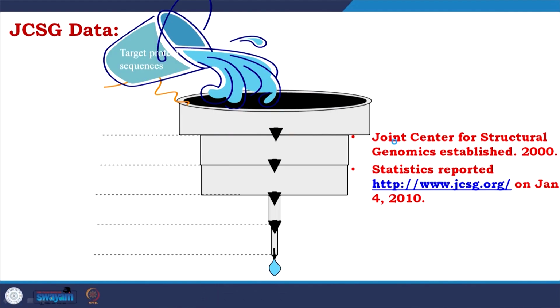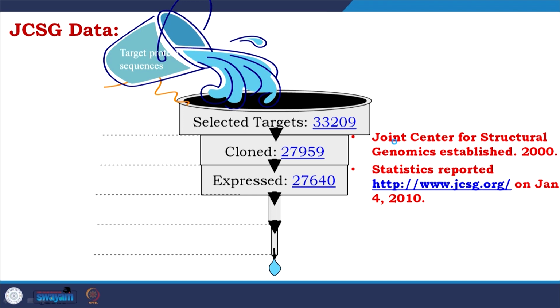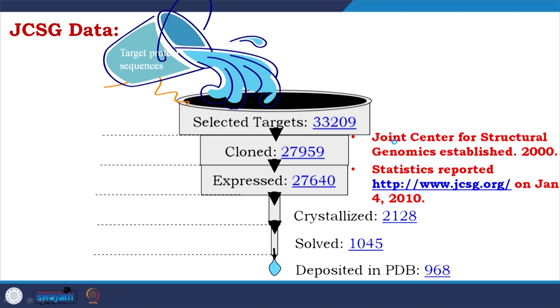Here I am representing a very interesting scenario. I hope you give proper attention here, because this will tell you a lot of things. I am presenting the data from the Joint Center for Structural Genomics, which was established in 2000, and this is the data after 10 years, in 2010. The selected targets of that consortium were 33,209. They cloned 27,959 proteins. They overexpressed 27,640 proteins. They crystallized 2,128 proteins. They solved the structure of 1045 proteins, and they deposited 968 in the PDB.